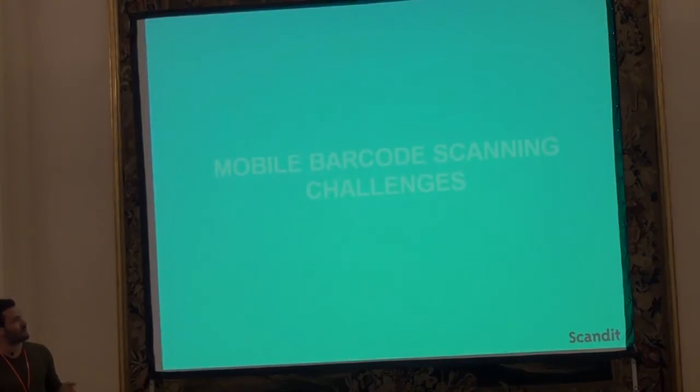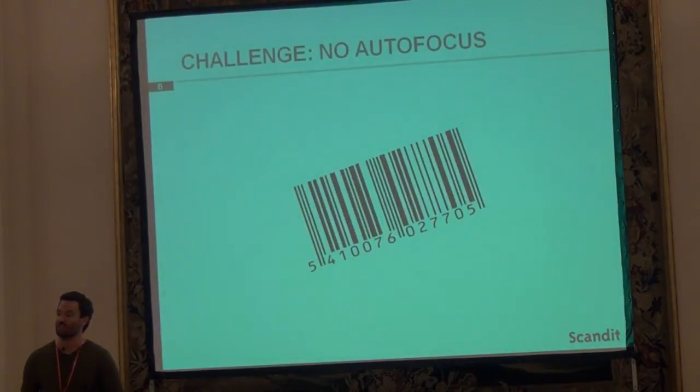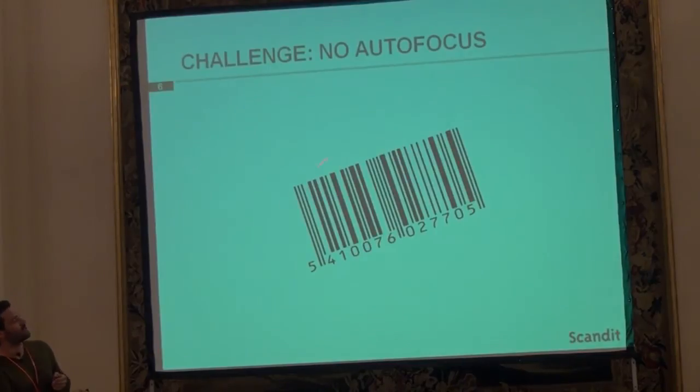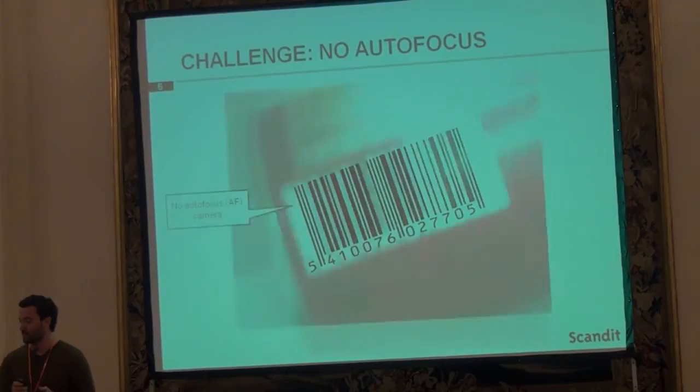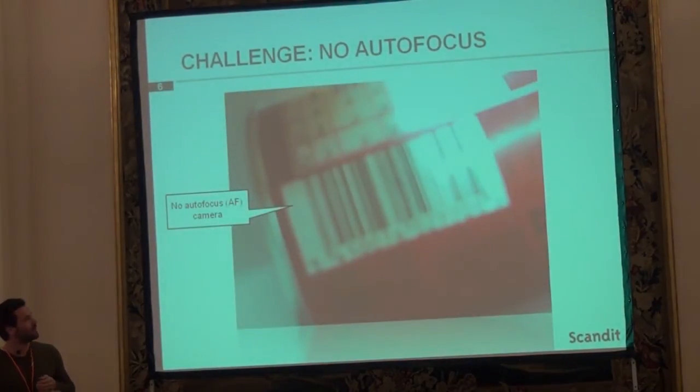All right, so let's have a look at some of the challenges. Assume this image is what you get from a nice latest and greatest smartphone and the perfect barcode. Now the problem is these things don't really occur too often in the real world, but what you typically get is this.